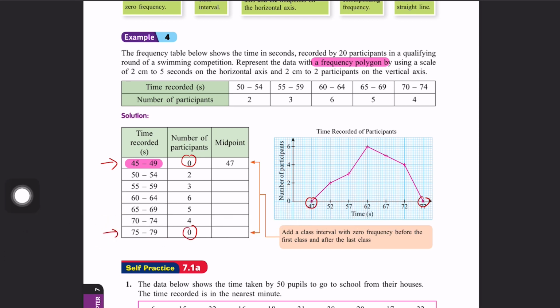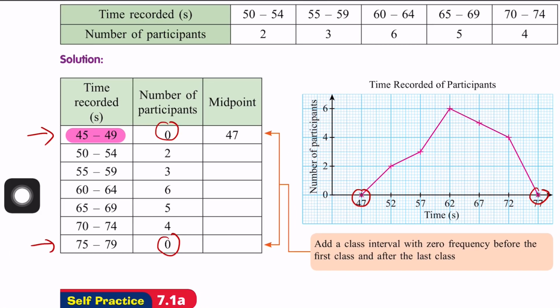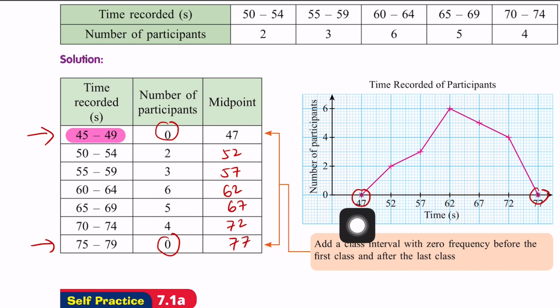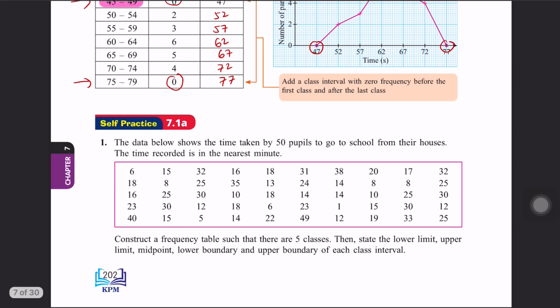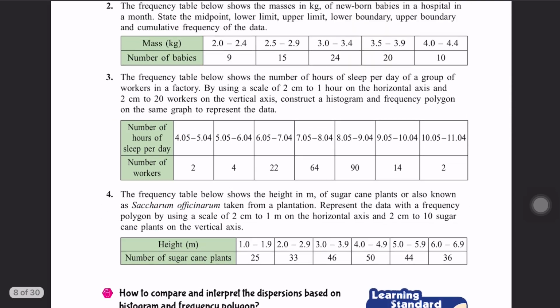Okay, so seterusnya awak labelkan macam biasa. So midpoint. So midpoint yang pertama, kiralah. Boleh kira terus pakai calculator. So kita ada 52, 57, 62, 67, 72, 77. Awak boleh plotkan terus. 47, 52, 57, 62, 67, 72, 77. Next, plotkan dia punya frekuensi dan sambung. Connect all the points. Okay? Boleh? Kalau okay, awak boleh cubalah self-practice 7.1. There are a few questions over here.